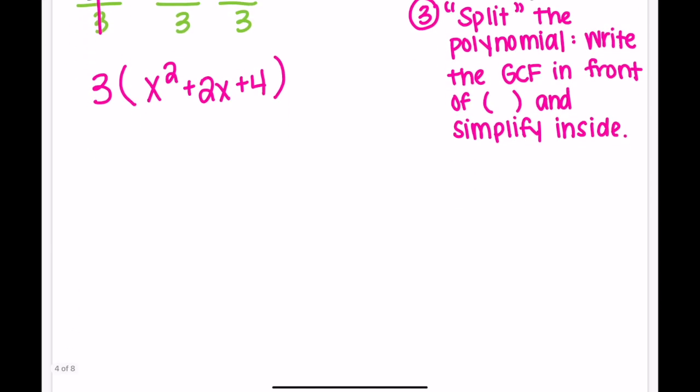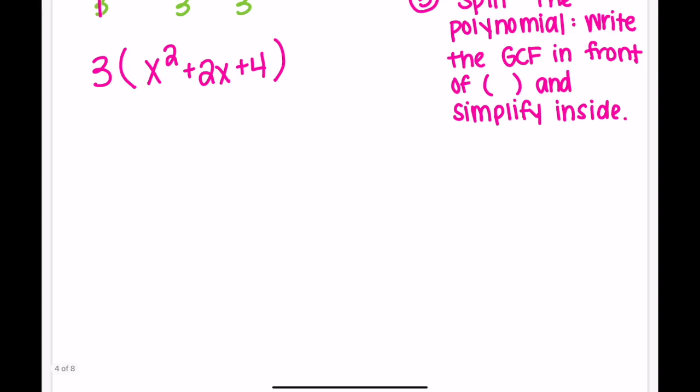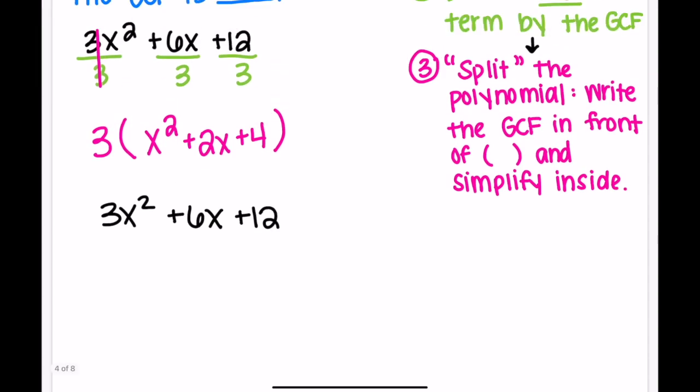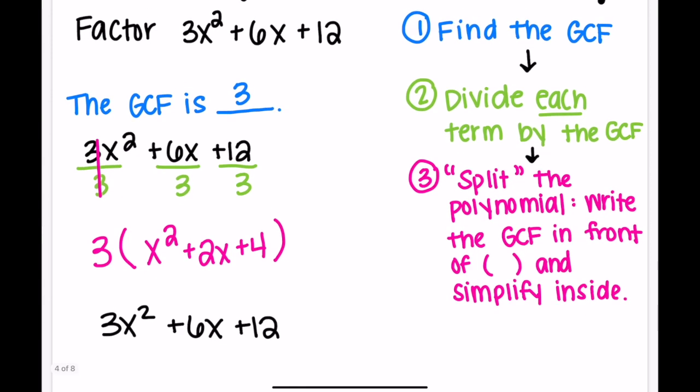So notice if I multiplied these back together, so if I were to redo that multiplication, I would do 3 times x squared, which would give me 3x squared. 3 times 2x, which would be 6x. And 3 times 4 would give me 12. So notice this is the same as what we started with. That's how you'll know that your factoring was done correctly.